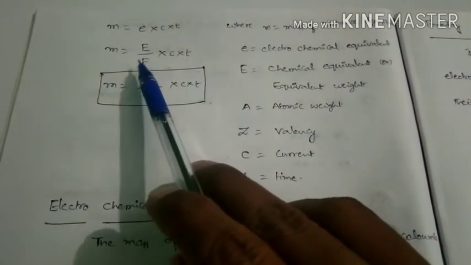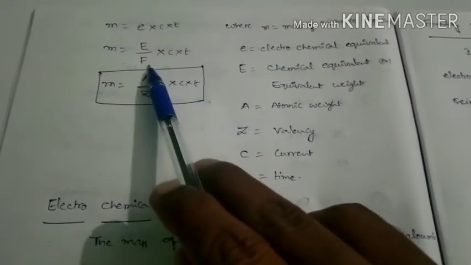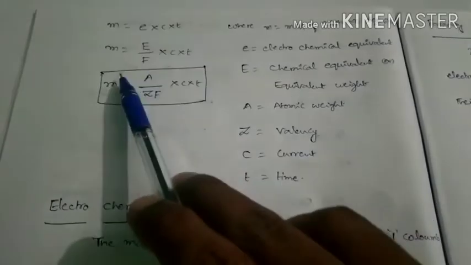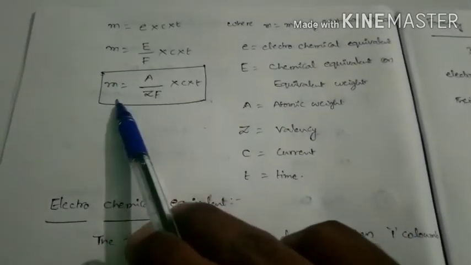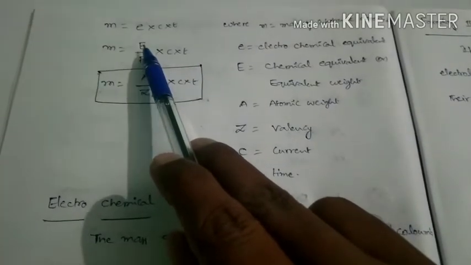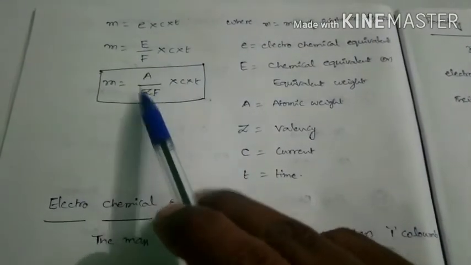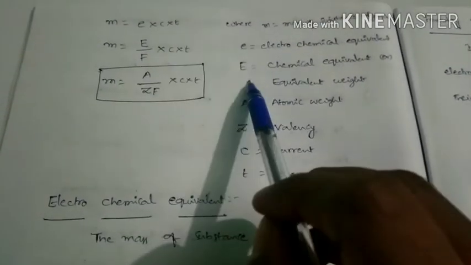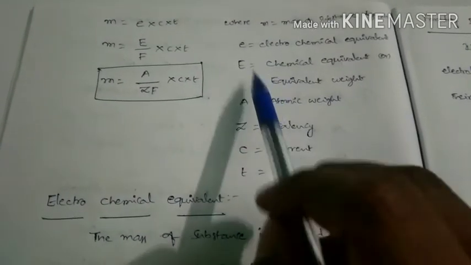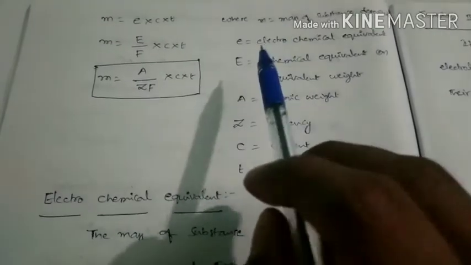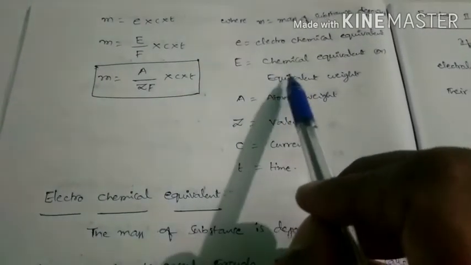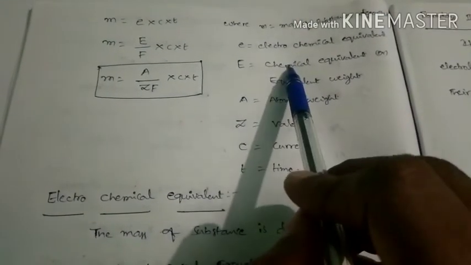Next, F means Faraday. 1 Faraday is equal to 96,500 coulombs. So this is the final formula, that is M is equal to E into Q by F, where E is the chemical equivalent, which can also be expanded as A by Z. That means chemical equivalent or equivalent weight is equal to atomic weight by valency. This formula already came in the class 11 periodic table chapter. So chemical equivalent or equivalent weight is equal to atomic weight by valence.